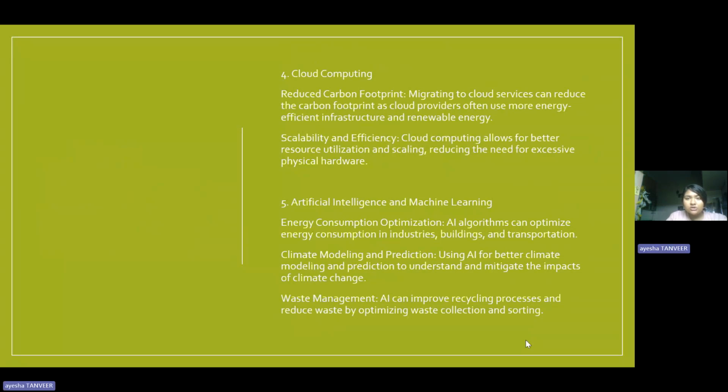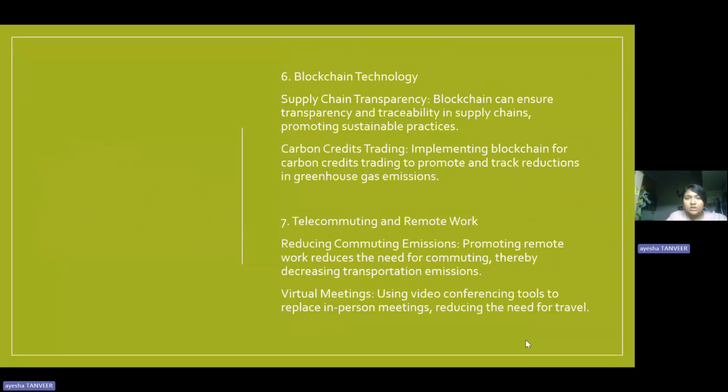Blockchain technology. Supply chain transparency. Blockchain can ensure transparency and traceability in supply chains, promoting sustainability practices. Carbon credit trading. Implementing blockchain for carbon credit trading to promote and track reductions in greenhouse gas emissions.